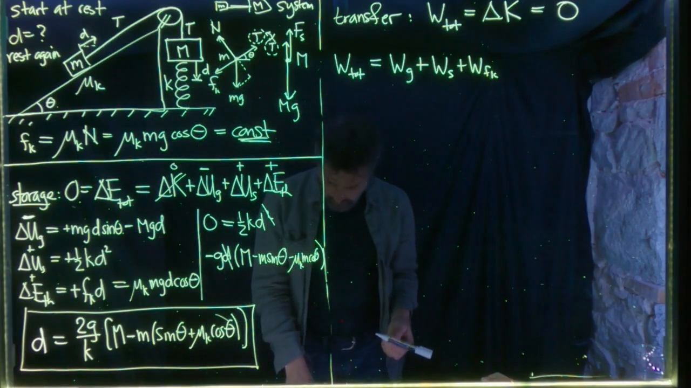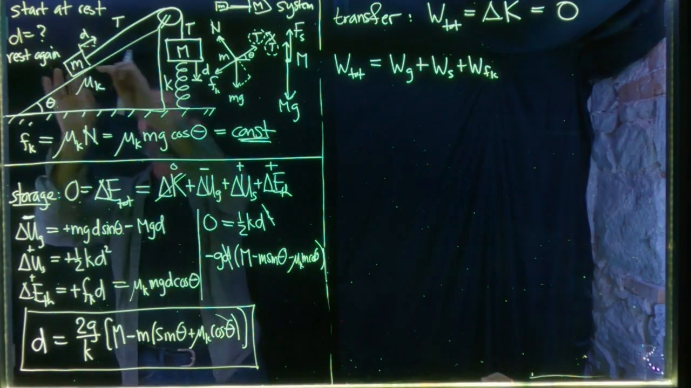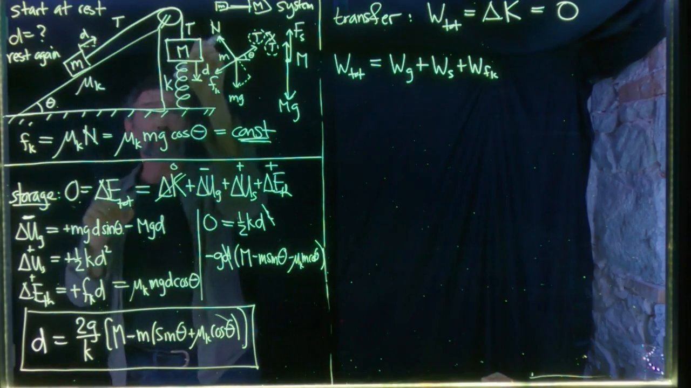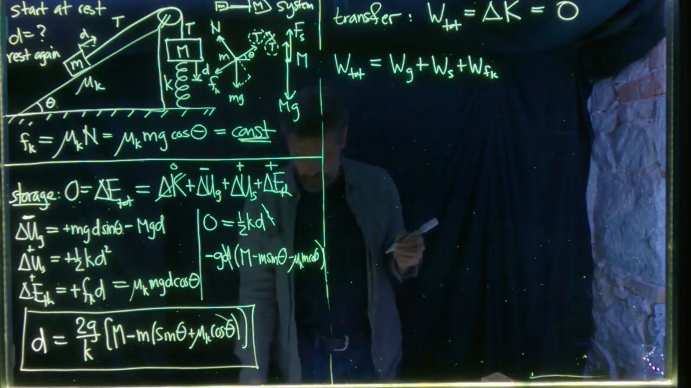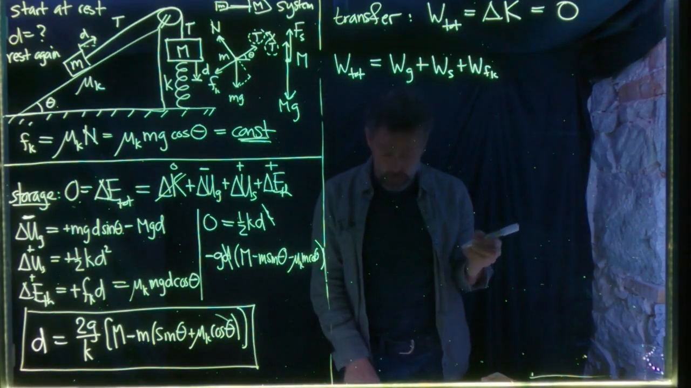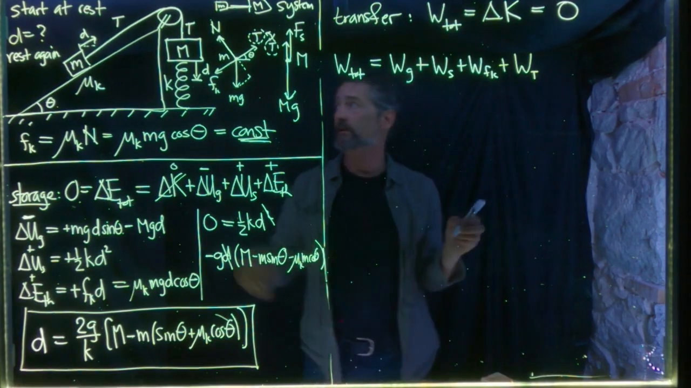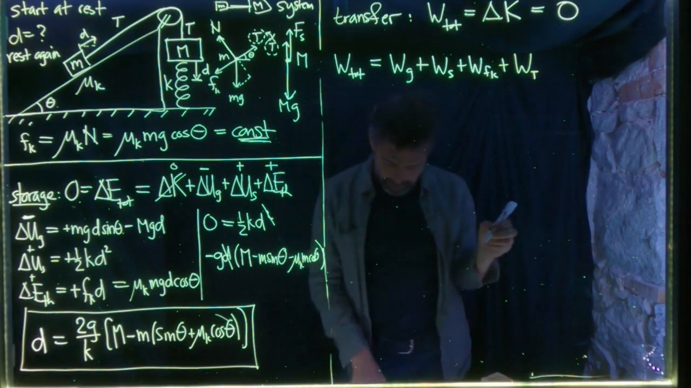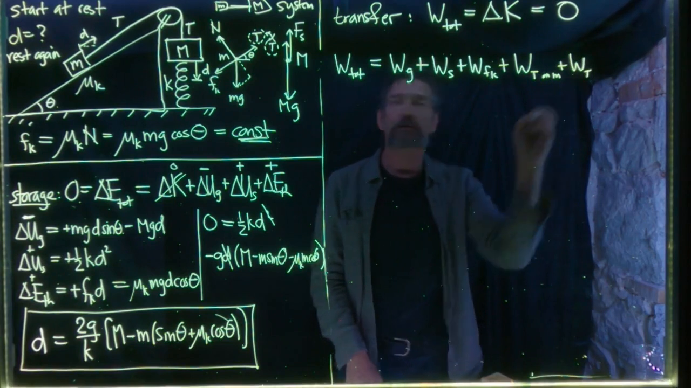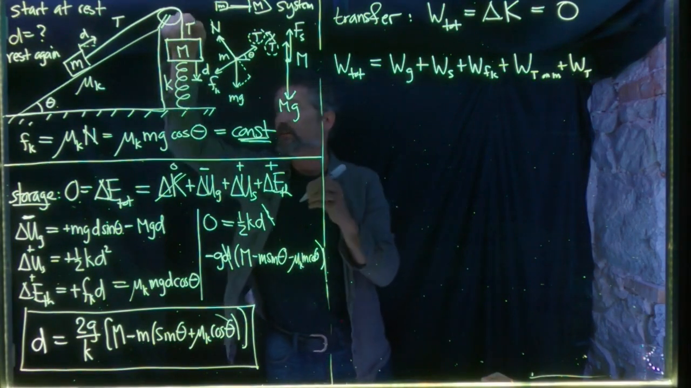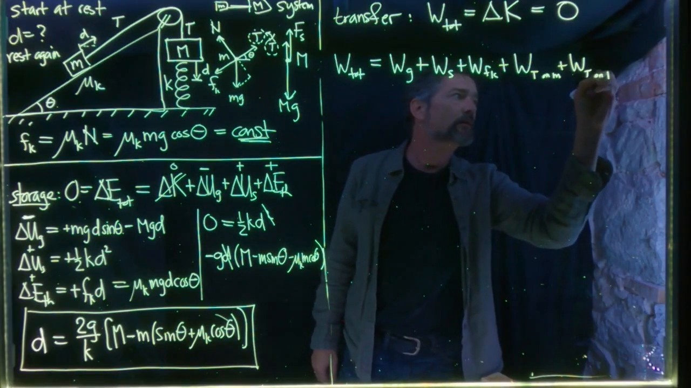And what else? Oh, you know what? We should also include, as little m moves up, there's a tension force acting. And as big M moves down, there's a tension force acting. And so those tension forces are also going to do work. And that's actually a somewhat interesting point here. So it's plus the work of the tension force T on little m, plus the work of the tension force T on big M. As m goes down, tension is up. So this is tension on big M.